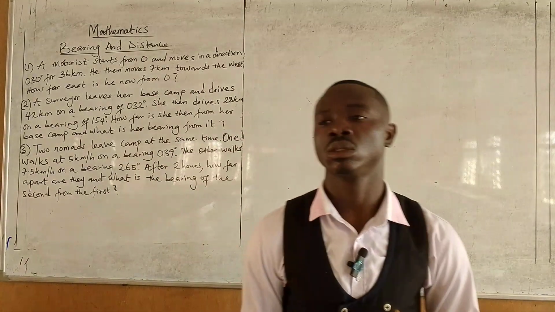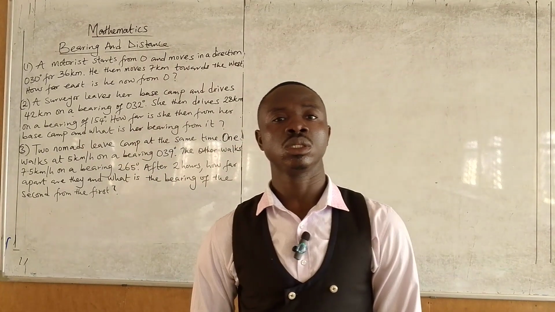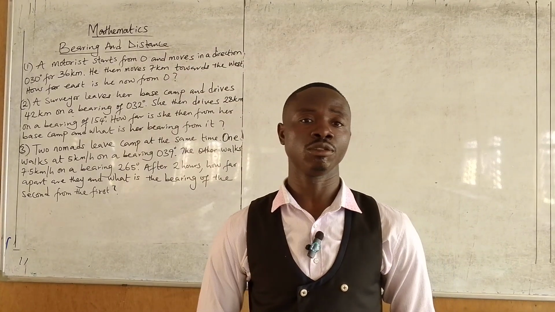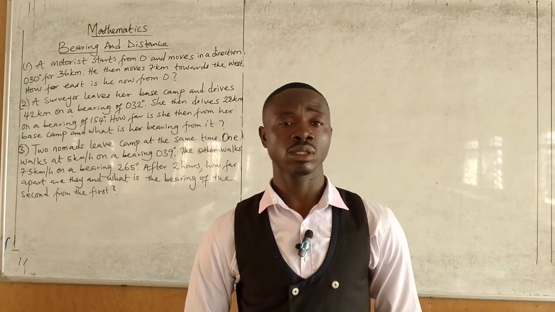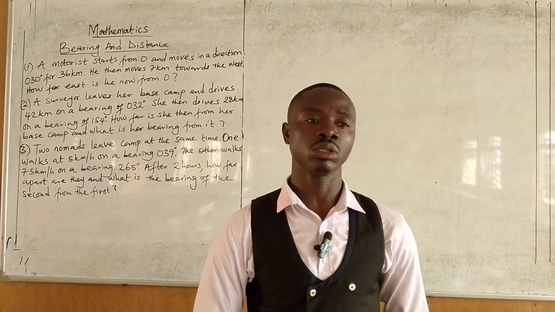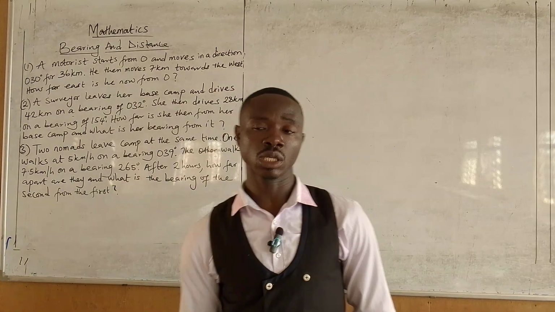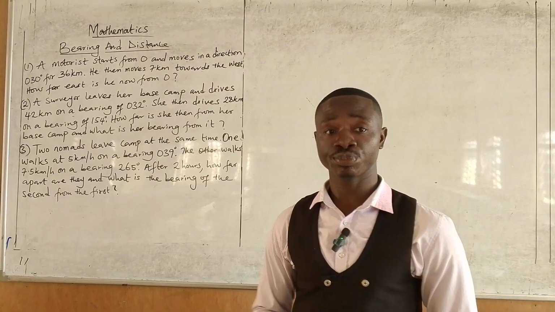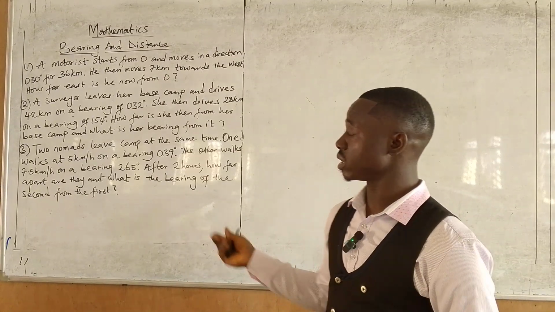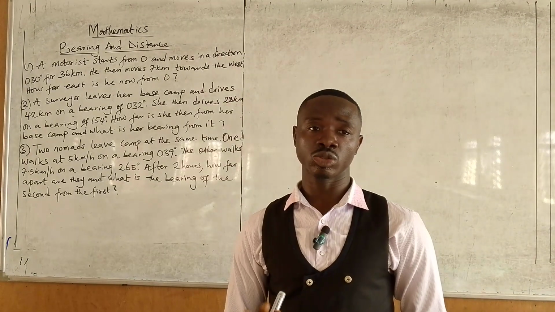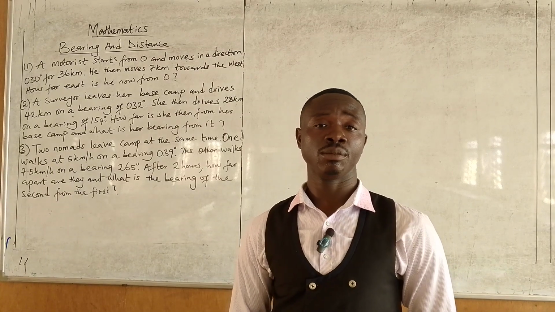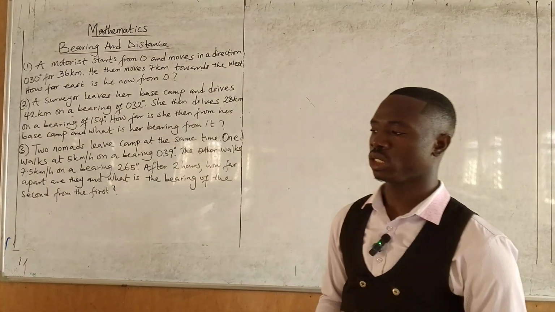Good day, class. So this is the last and the second part of bearing and distance. As we can see on the board, we have three examples here. But before I solve these examples, let me just take us briefly through how to locate angles once again, how to find bearing in a diagram.